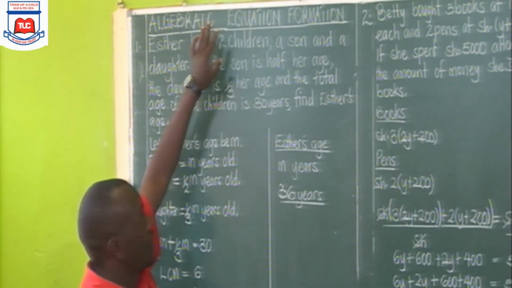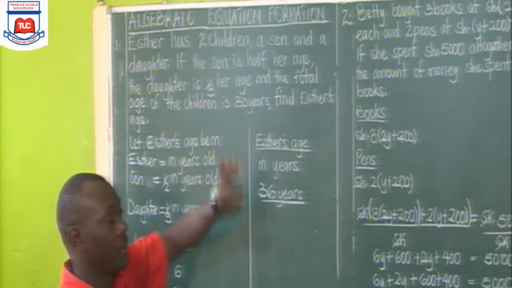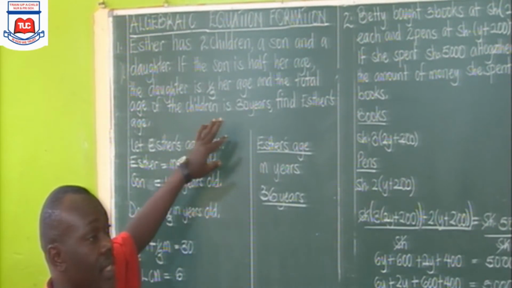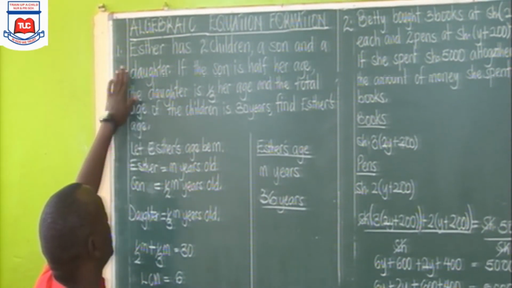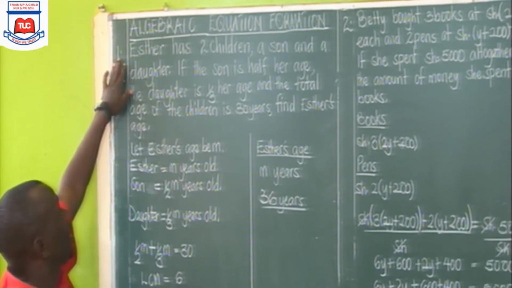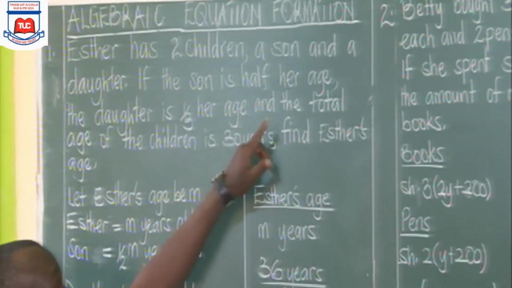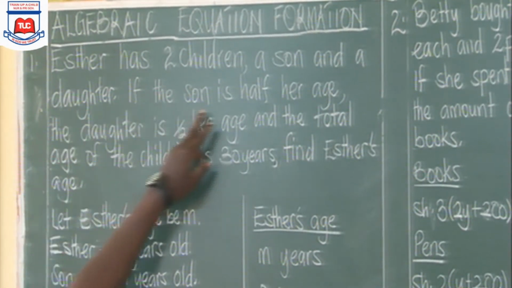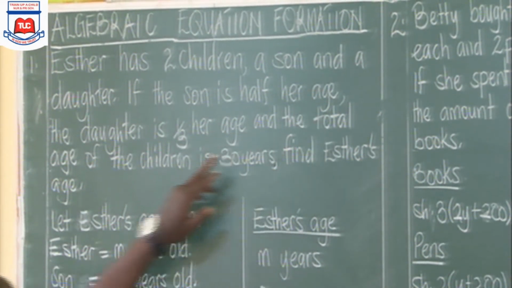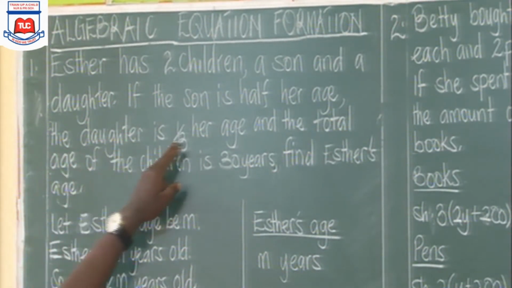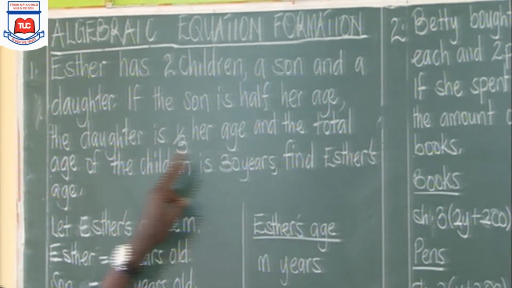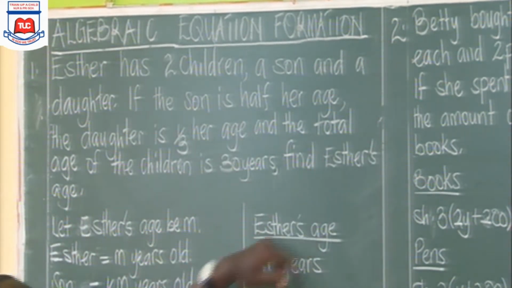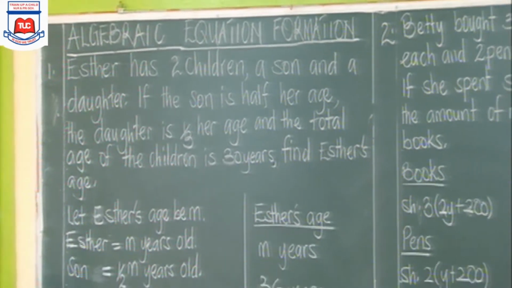That is where many of you find a lot of problems. Today's number 1, or example number 1, reads: Esther has 2 children, a son and a daughter. If the son is half her age, the daughter is a third her age, and the total age of the children is 30 years, find Esther's age.